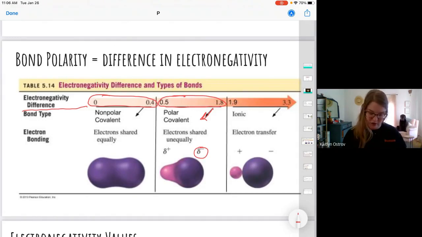And then finally, we have ionic, which we already talked about, but that's going to be if you have an electronegativity difference greater than 1.9, where you literally have a straight up positive cation and negative anion.